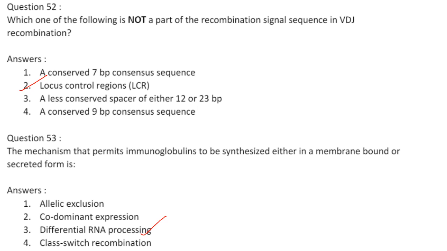A conserved 7 base pair consensus sequence. A less conserved spacer of either 12 or 23 base pair. A conserved 9 base pair consensus sequence. So, what is not a part of recombination signal sequence in VDJ recombination is the locus control region. The next one. The mechanism that permits immunoglobulins to be synthesized either in a membrane-bound or secreted form is differential RNA processing, which results in the production of two proteins with different activities from a single gene. Answer is option 3, differential RNA processing. The same question was asked in one of the years for the DBT exam. I don't remember which year, but they have asked.